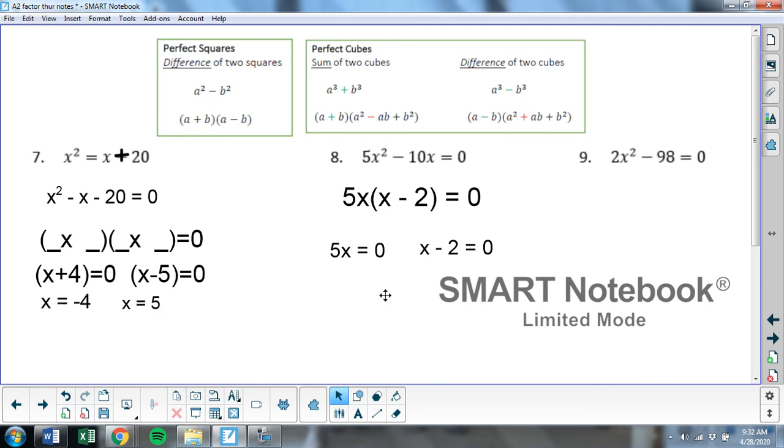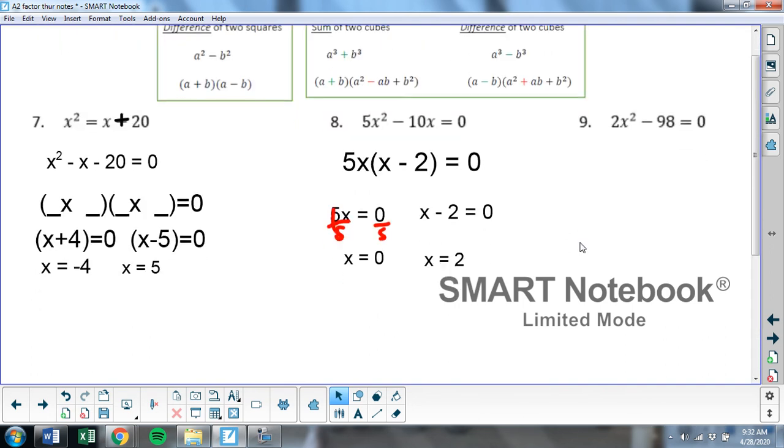5x equals 0, x minus 2 equals 0. How do I solve something like this? Well, for this, if x is being multiplied by 5, I divide by 5. What's 0 divided by 5? 0. So my answers are 0 and 2.